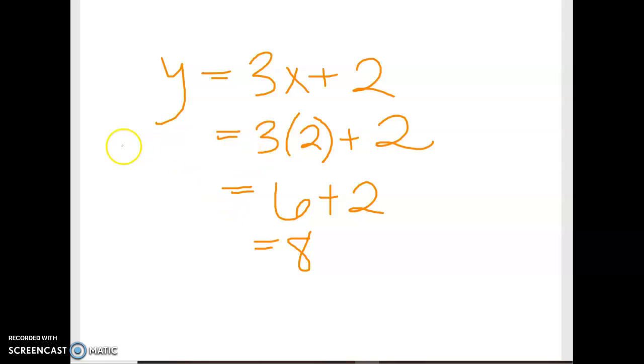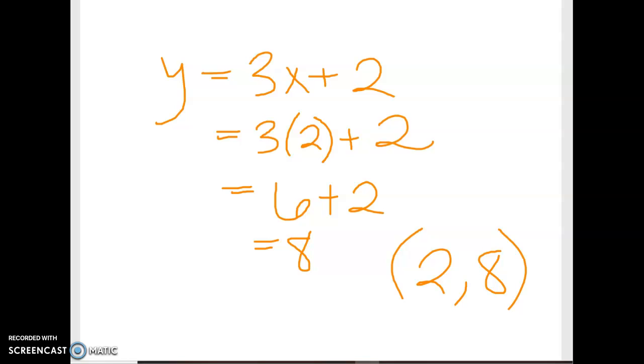So our ordered pair for this problem is 2, 8. And if you look back at the top of the page, when we did the graphing and when we did the substitution, the value that we got was 2, 8.